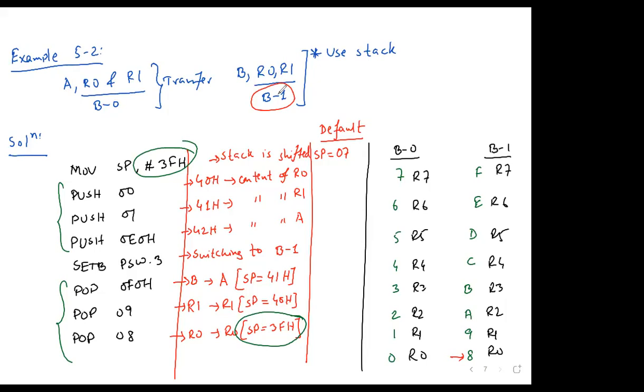Any other question, anyone? Sir, if it was a different bank rather than bank 1, in that case, would we need to set the bit? No, you could have used your usual stack in that case. No problem with that. Now let us move on to the next type, which is register indirect addressing mode. Now this one is a bit new to you.